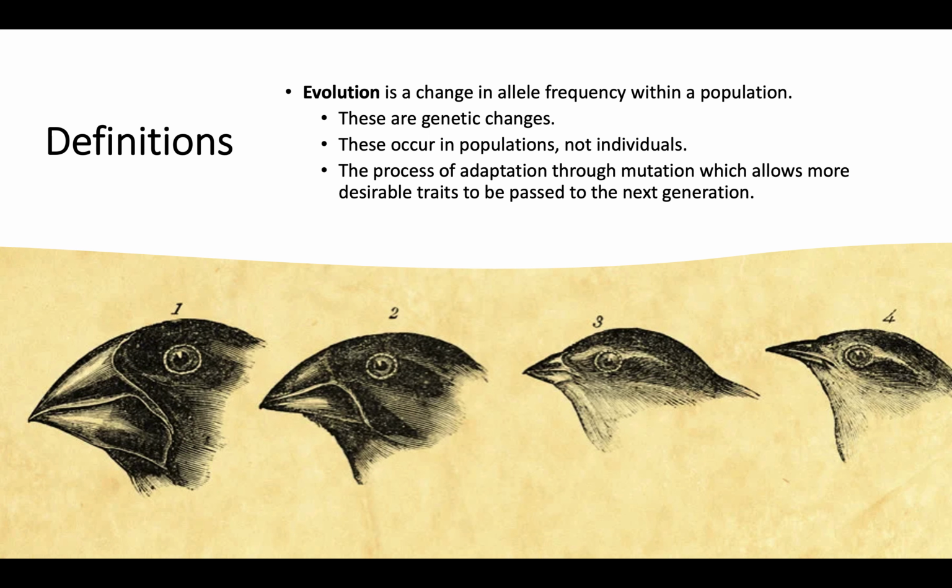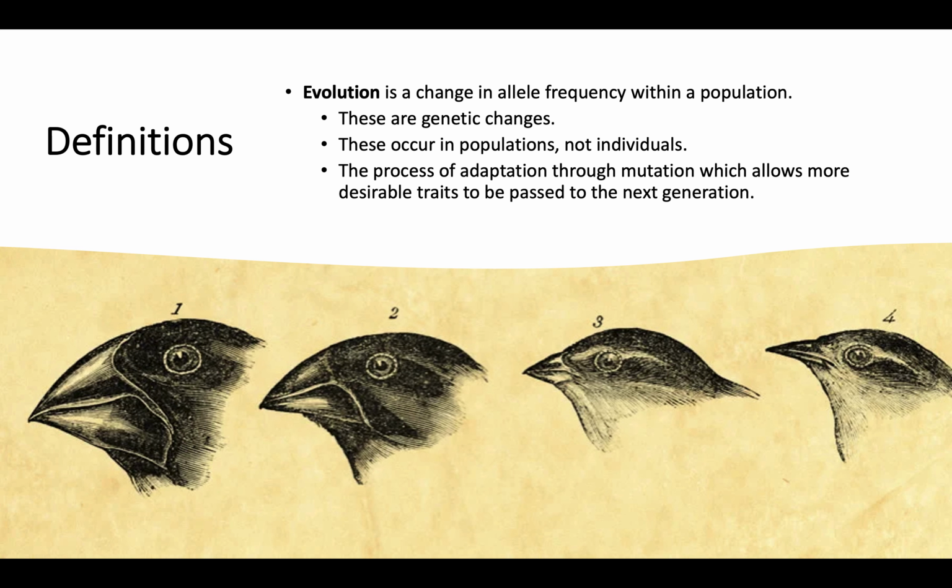So evolution is a change in allele frequency within a population. Broadly speaking, evolution is a change in genetic makeup and often the heritable features, or the features that are passed down, of a population over time. Changes in DNA involve allele frequency. So these are genetic changes. These occur in populations as a whole, not in specific individuals.